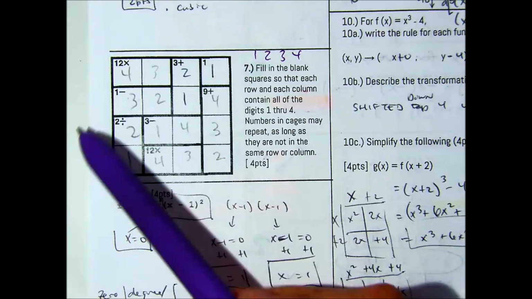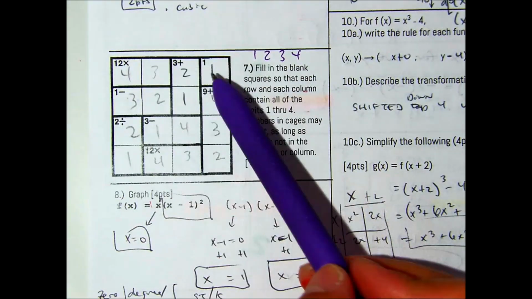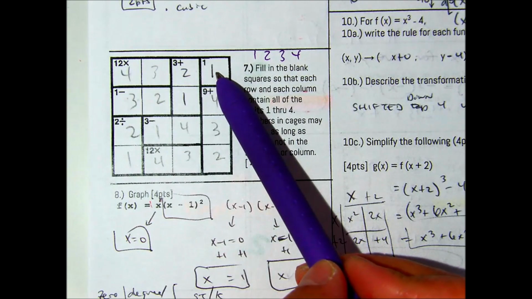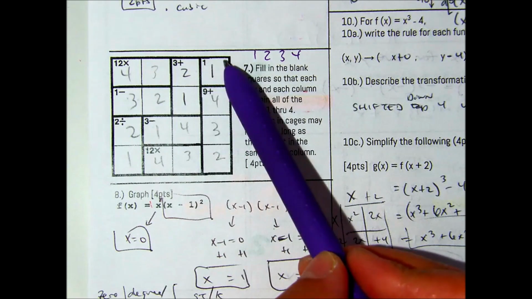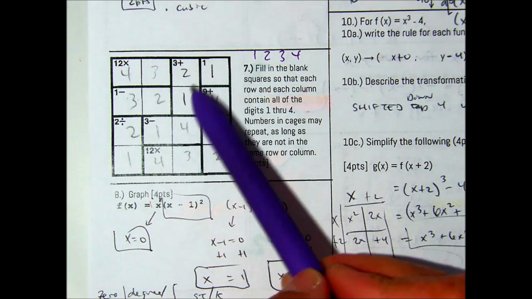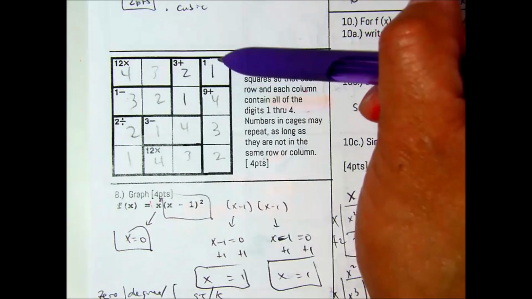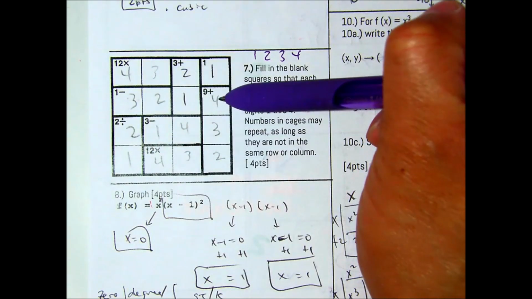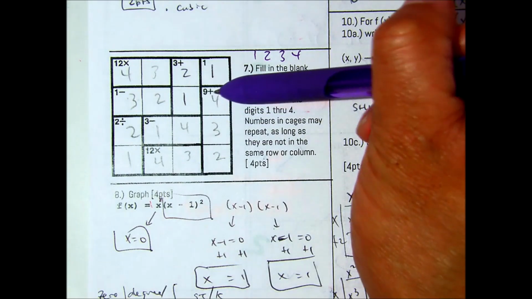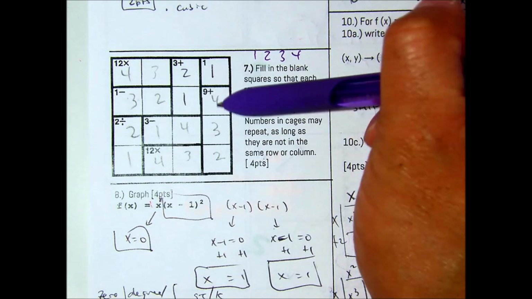So the first thing you're going to do if you haven't done one of these before is look for the freebies. Here's my freebie. I wrote a 1. It's a freebie because it's a darkened cage all the way around and it has no math operation. That means that this column here is missing the numbers 4, 3, and 2. Well, I need to think of 3 numbers that add up to 9. That's 4, 3, and 2.